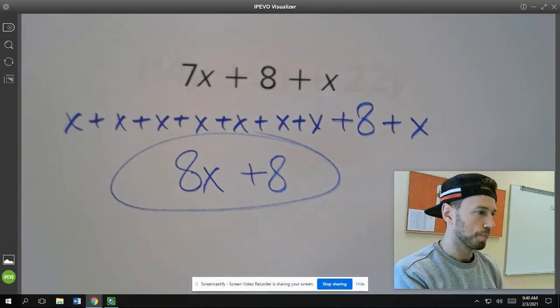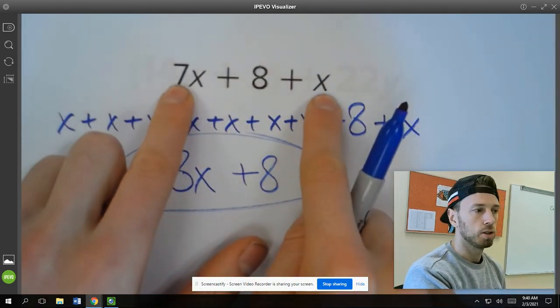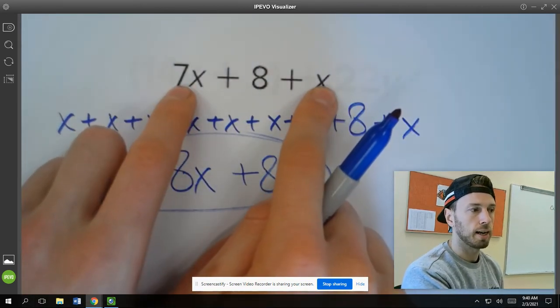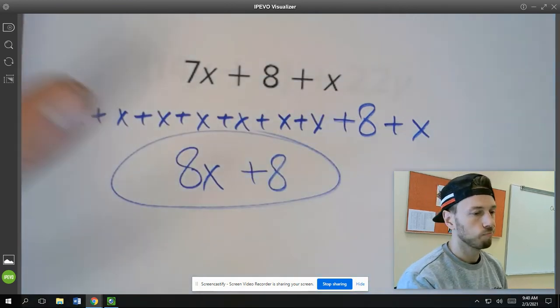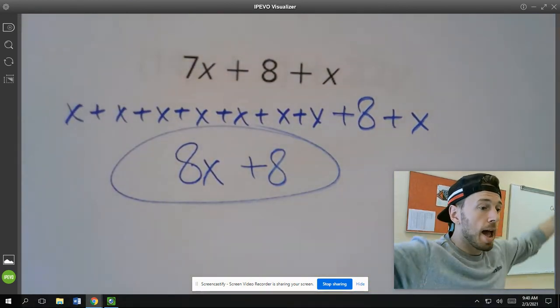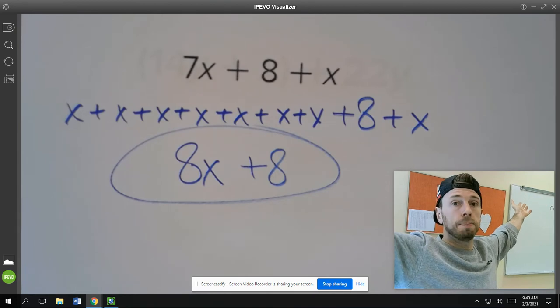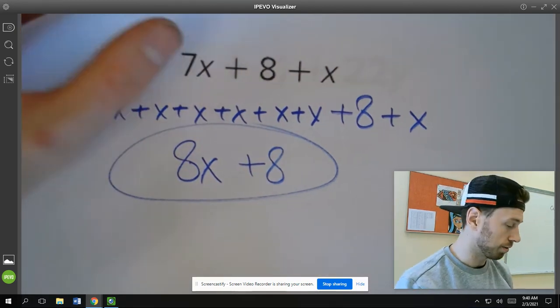Now, a great way to learn how to do this is to just look for like terms and put them together. 7x and x are like terms, so you can actually add those together. 7x plus x is 8x, and your constant just stays the same. So you end up with 8x plus 8, and we're done. That's it.